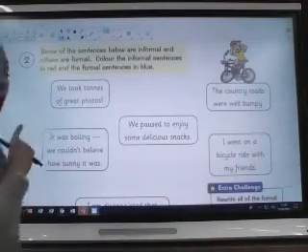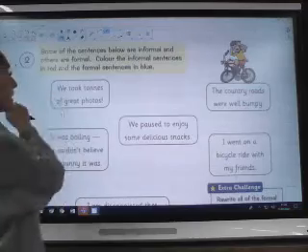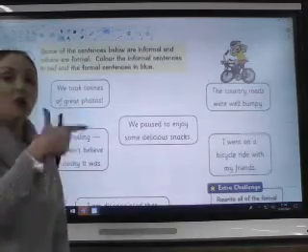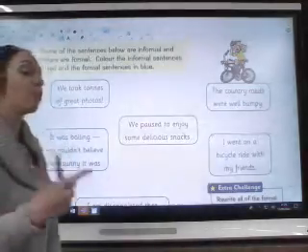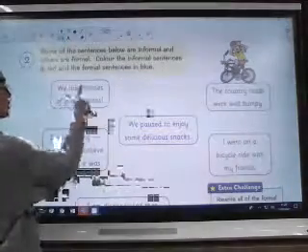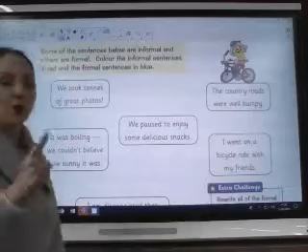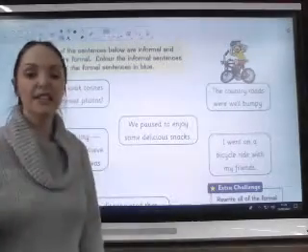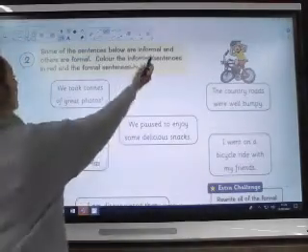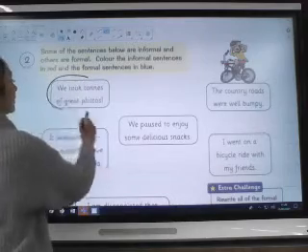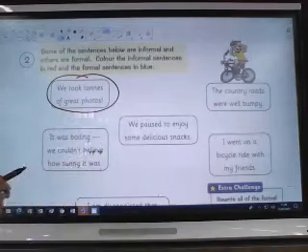So you need to read each one really, really carefully and decide whether you'd say that to a friend or whether you'd say that to somebody a bit more important. So we took tons of great photos. I think that's quite informal. You'd say that to a friend in a text message, wouldn't you? So informal is red. So make sure you've got the right colour.